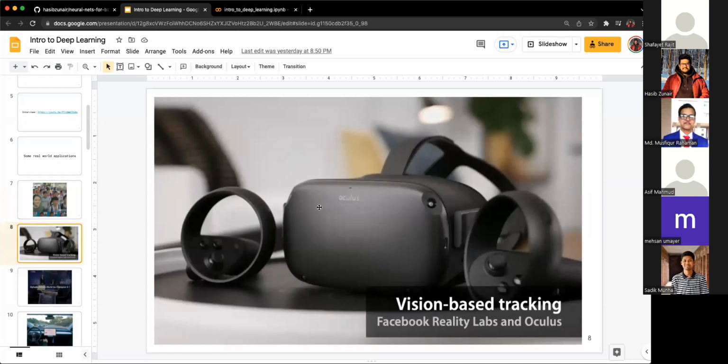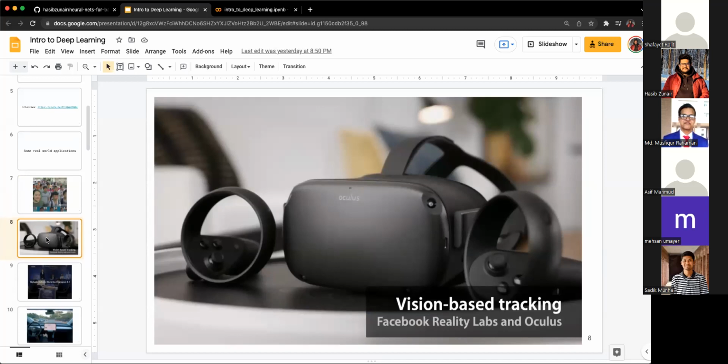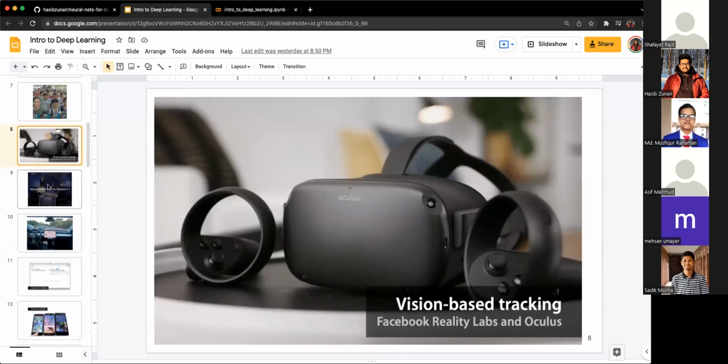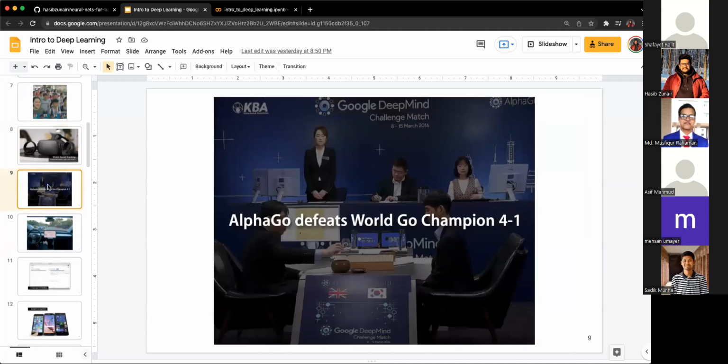There's also Oculus, I don't know if any of you have played with it. They also use these deep learning technologies to do certain applications. For example, vision-based tracking, where you interact with a 3D object of yourself virtually. There's also AlphaGo, which defeated the recent Go champion with this score. This was pretty hyped-up news of deep learning taking over many of these things.